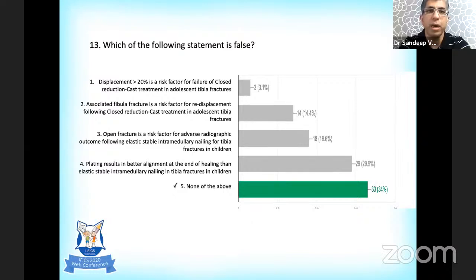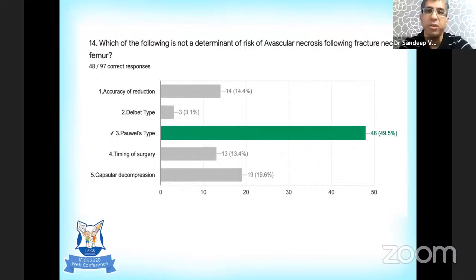Question number 13, which of the following statements is false? So the first four statements are all correct. That is, displacement more than 20% is a risk factor for failure of closed reduction. Also, associated fibula fracture is a risk factor for redisplacement following closed reduction and cast. Open fracture is a risk factor for adverse radiographic outcome following axial nailing, and plating results in better alignment in children with tibia fractures. So these were the conclusions of papers published by Andrew Pennock in JPO in 2017.